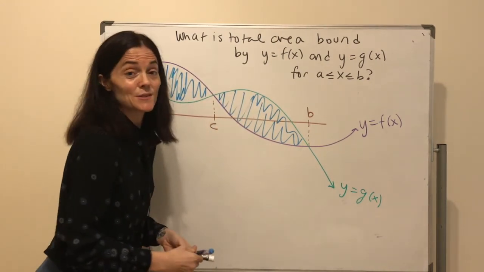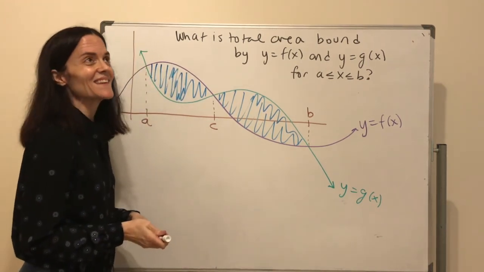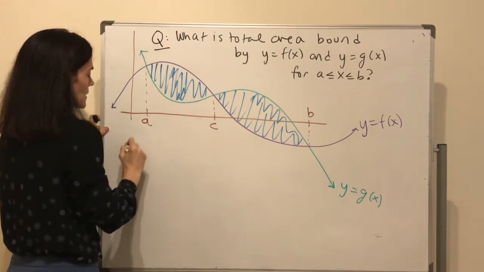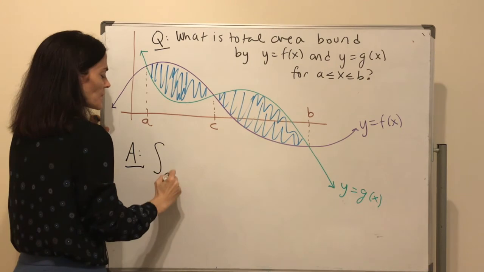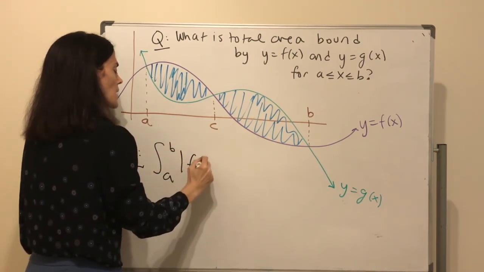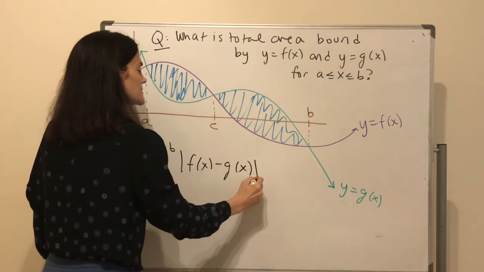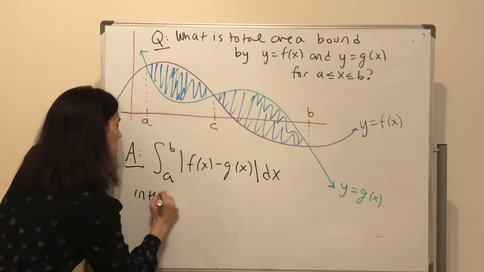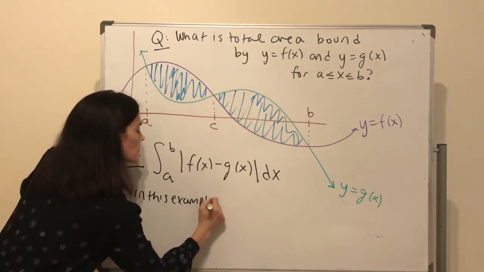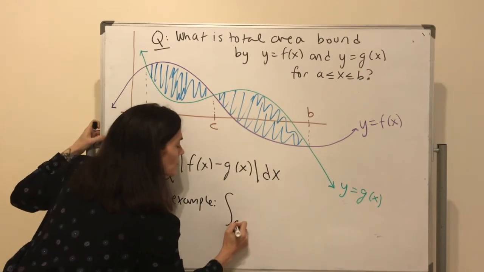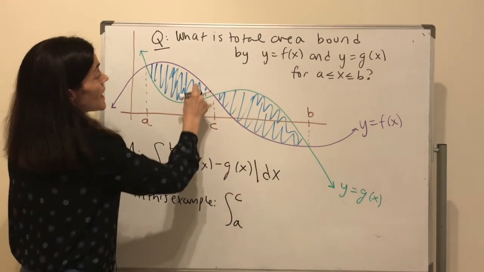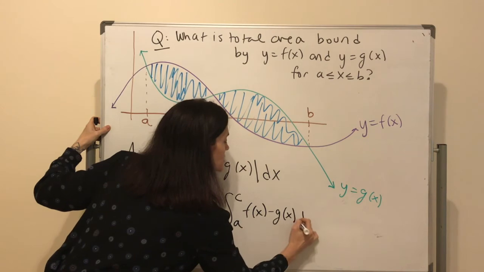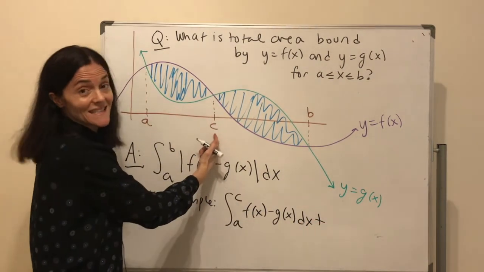Well, perhaps the answer is not too much of a surprise based on everything we have discussed so far today. If this is the question, the answer is we integrate from a to b, the absolute value of f of x minus g of x dx. And in this picture, this would be an integral from a to c. Let's see, f is above g, so it would be f of x minus g of x dx, and then we would add c to b.